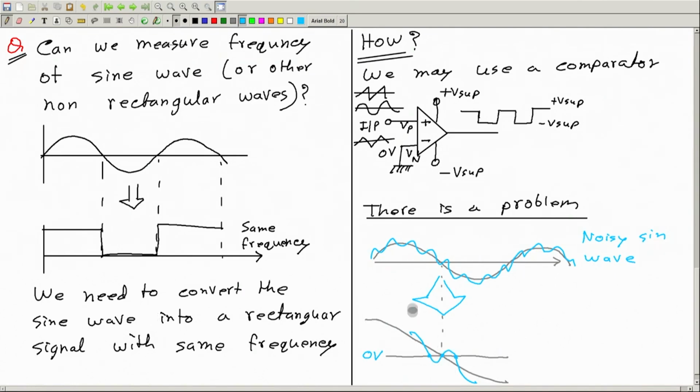The output here will be positive. So this will be the output. In this small region it will be negative, and then again in the small region it will be positive, and then again here it will be negative, and so on. So this is the output from the comparator.